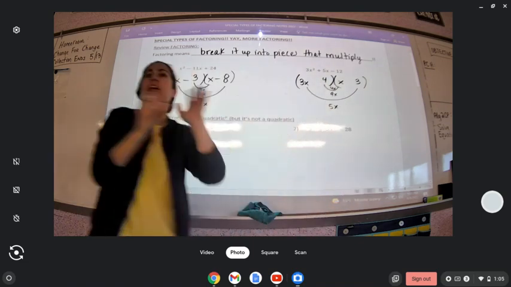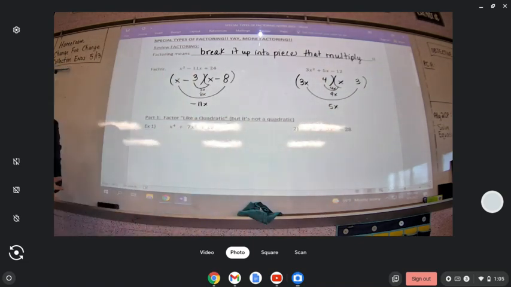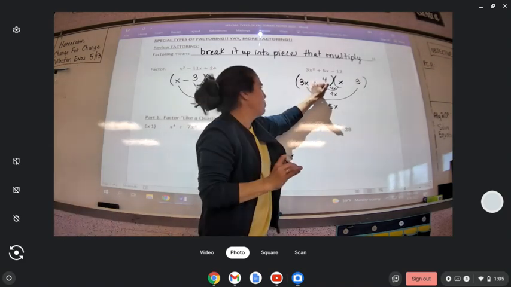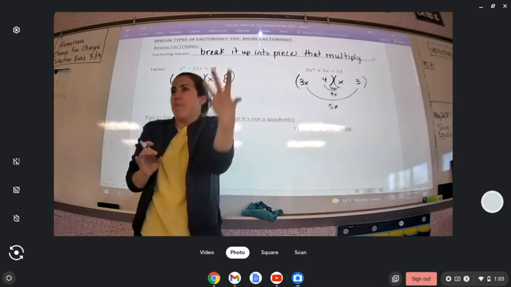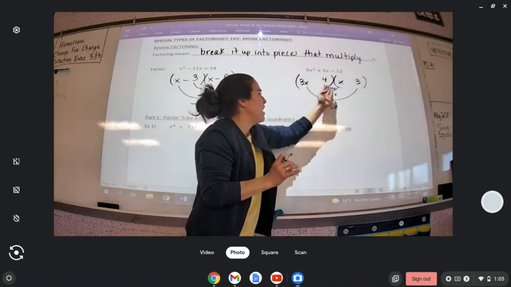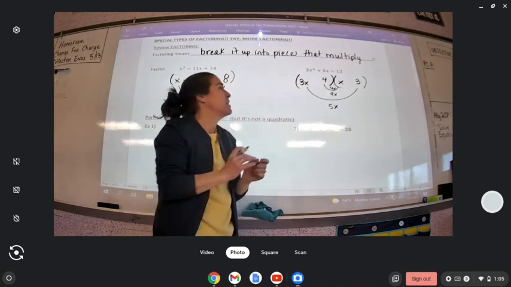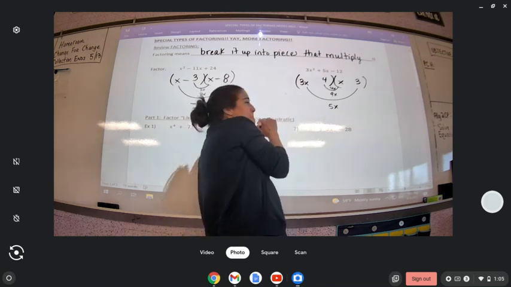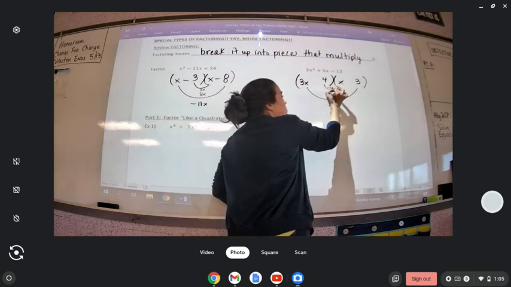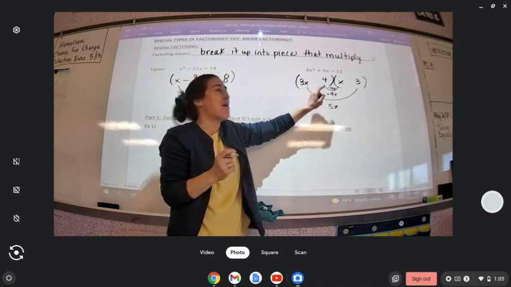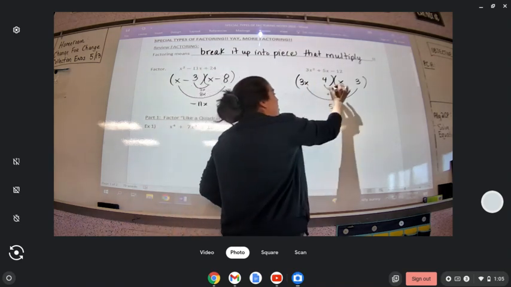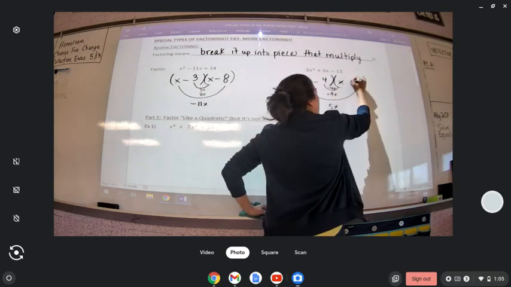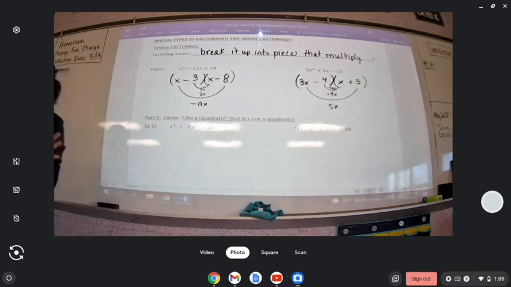Ooh, they could go to a 5, but again, make sure the signs work. If I need to multiply to a negative 12, what kind of signs do I need? Positive and negative. So who should be positive and who should be negative to add up to that 5? Negative 3, positive 4, because they would add up to a positive 5 and they would multiply to a negative. So that means I'm going to need a minus here and a plus there. Is everybody okay? Do you remember doing this?